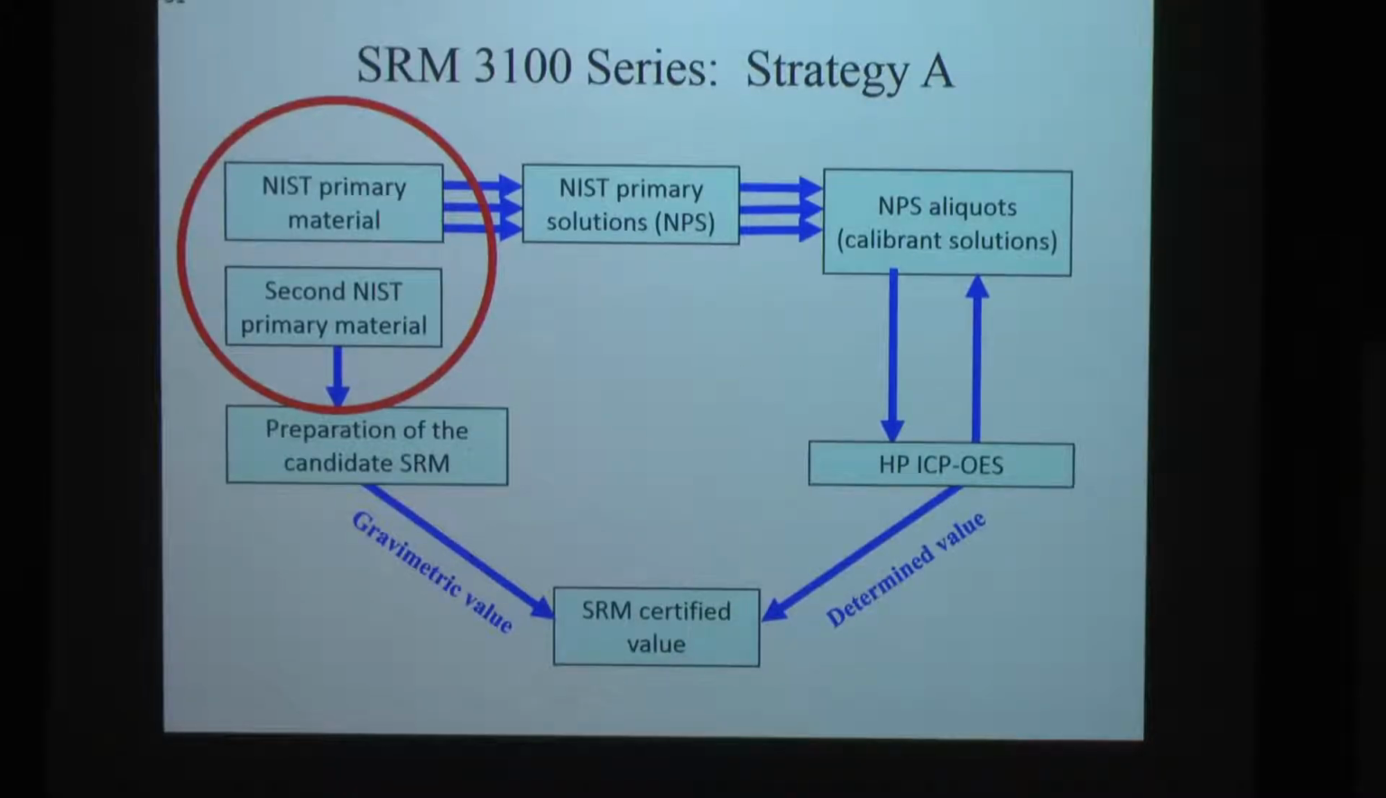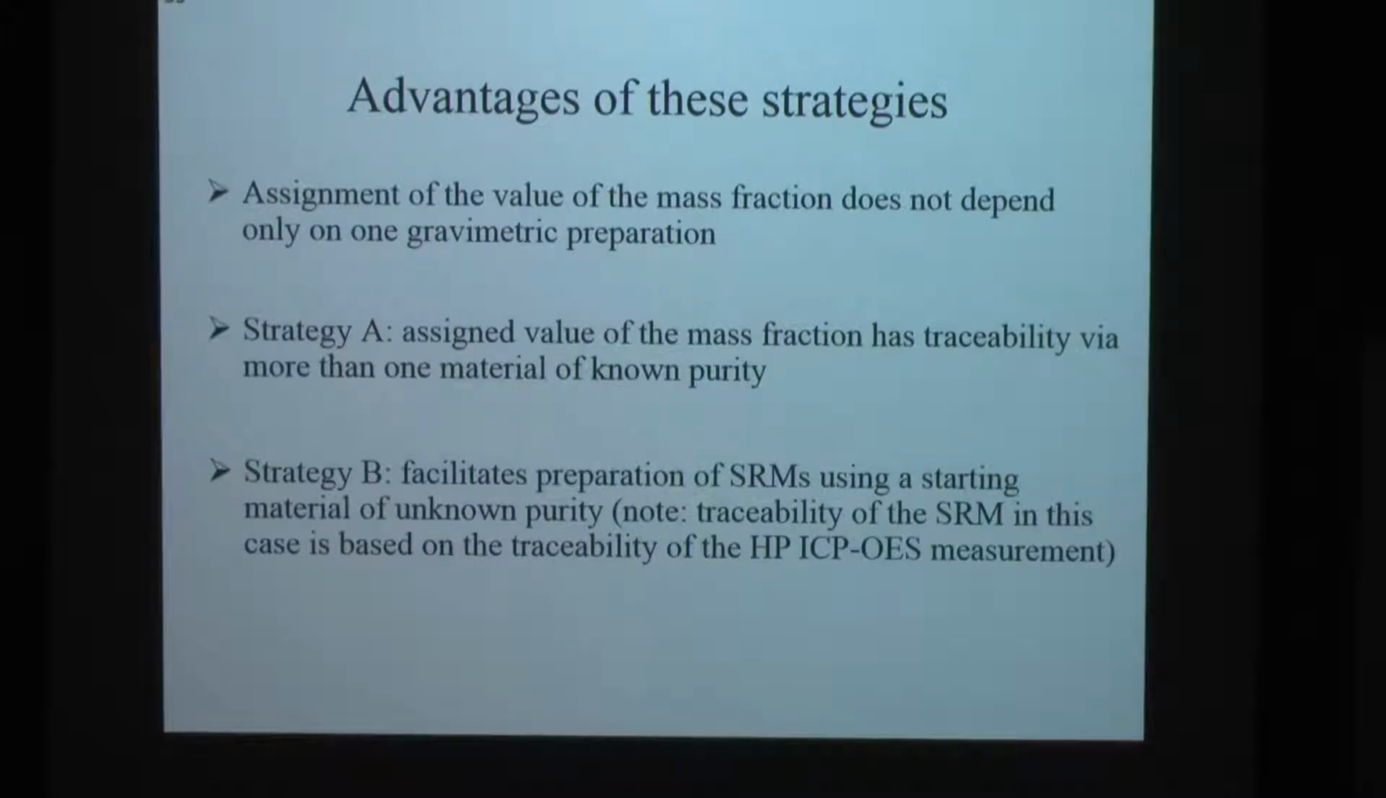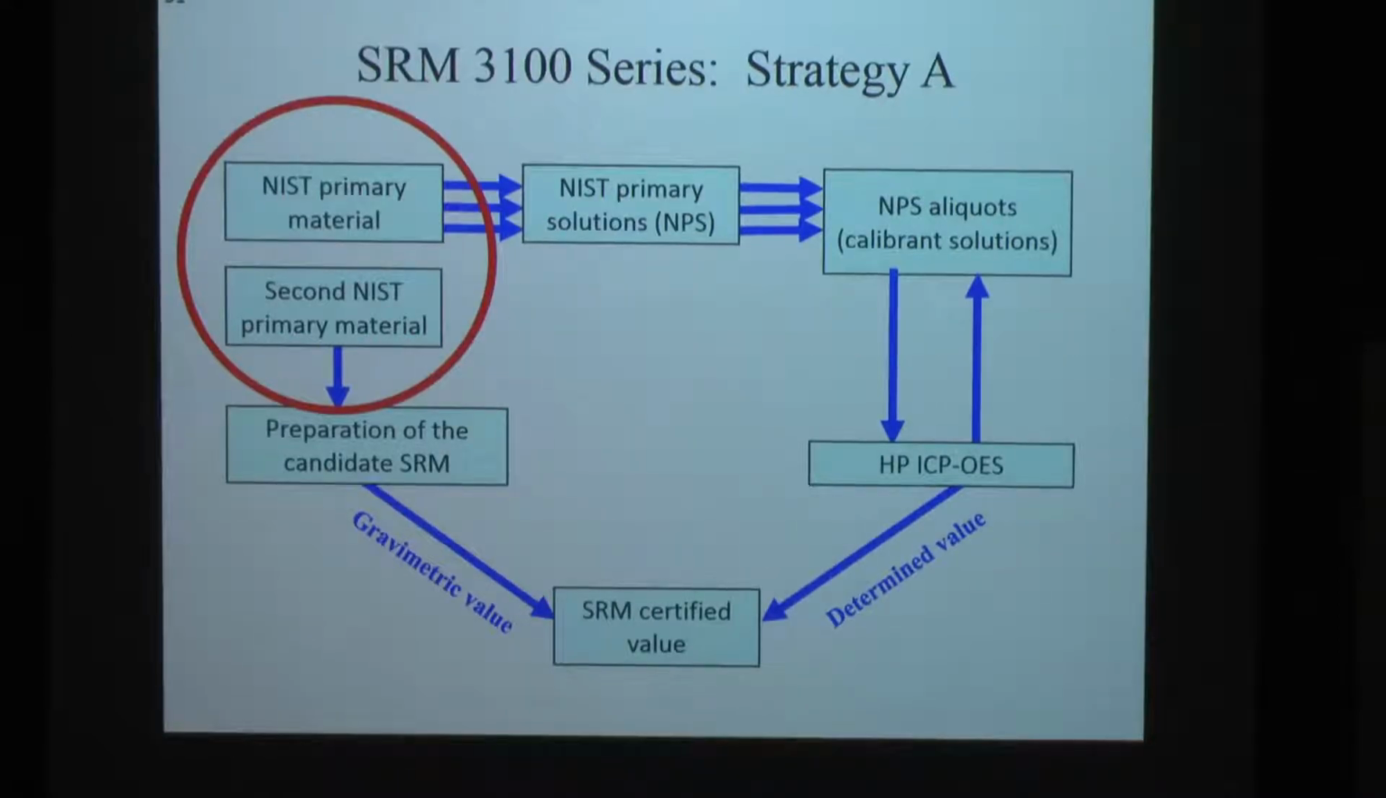So we have a couple of strategies here. We have in-house materials that are not sold. We call them NIST primary materials. And wherever possible, we have 2 of these, different lots, different manufacturers. We make one of them, we make a primary solution, also used only in-house. We make calibrant solutions for the ICP-OES measurement and determine the value for the SRM, which is prepared from a second primary material, the gravimetric number.